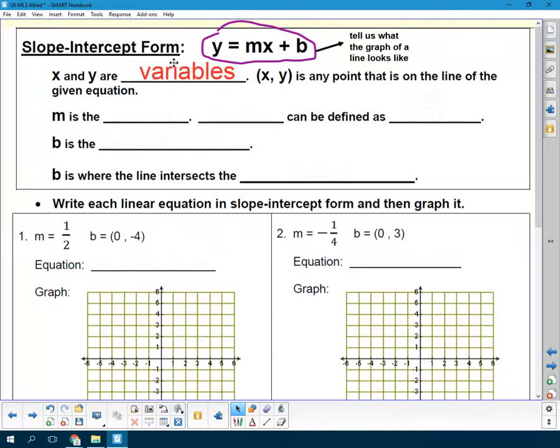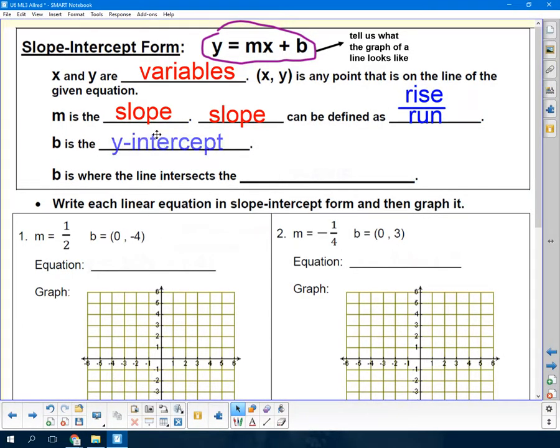X and y, those are your variables. Those are your points on the coordinate plane, right? You've got x, comma, y. That's any point that's on the line of a given equation. In this particular equation, m represents the slope, and we talked about slope a little bit last week. M represents the slope, and slope can be defined as rise over run. We also talked about the change in y over the change in x. So that's rise over run. We talked about that last Thursday, and then we did that activity with the staircases on Friday to talk about rise over run. B represents the y-intercept.